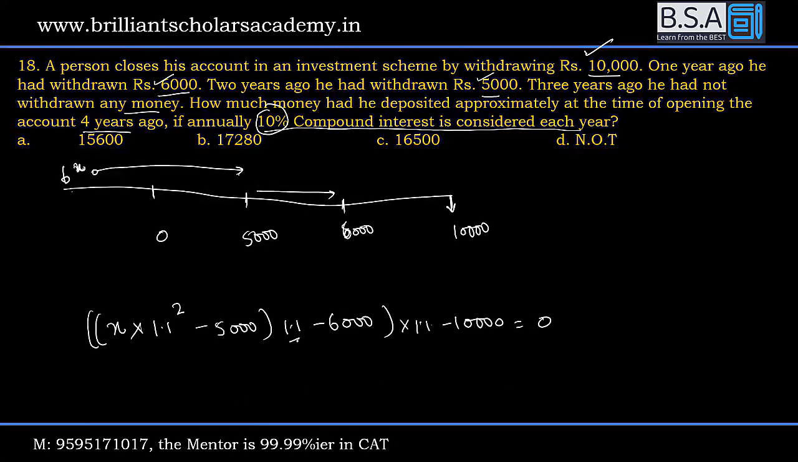So if you rearrange, 1.1, 1.1, 1.1 comes inside: x into 1.1 to the power 4. This 1.1, 1.1 is multiplied here. So let me put it on the right side now: 5,000 into 1.1 square, 6,000 into 1.1, and 10,000. That's it. Now in 3 steps you will have your answer. Look at the way I have drawn those 4 intervals. If you think systematically in this manner, in 3 to 4 steps you should have your answer.